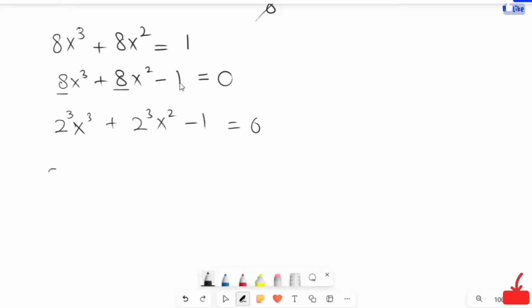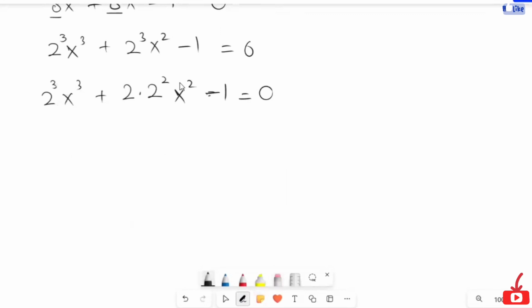Now on the next step, 2 raised to the power 3, x raised to the power 3, plus here this 2 raised to the power 3, I am going to write in this form, 2 raised to the power 2, x squared minus 1 is equal to 0. Here we have the same power, so I am going to write this as (2x) raised to the power 3, plus (2x) raised to the power 2 minus 1 is equal to 0.